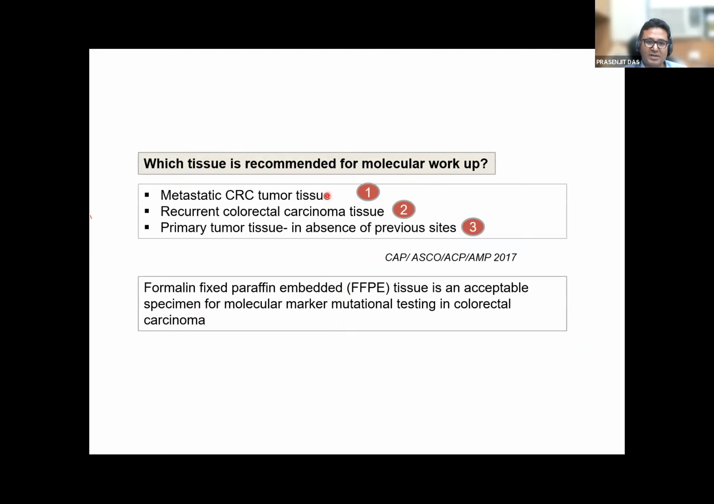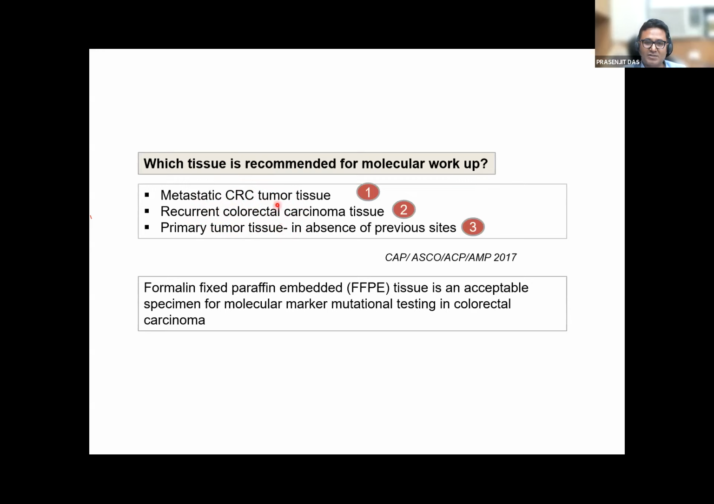So it is recommended that if you have a metastatic colorectal carcinoma that is accessible for biopsy or sampling, that is the tissue you send to lab for molecular analysis. If that is not available, if the tumor has recurred in the primary site or in the anastomotic site, you can sample the recurrent tumor and send that for the molecular analysis. If even that is not accessible, then only you can use the primary tumor site.